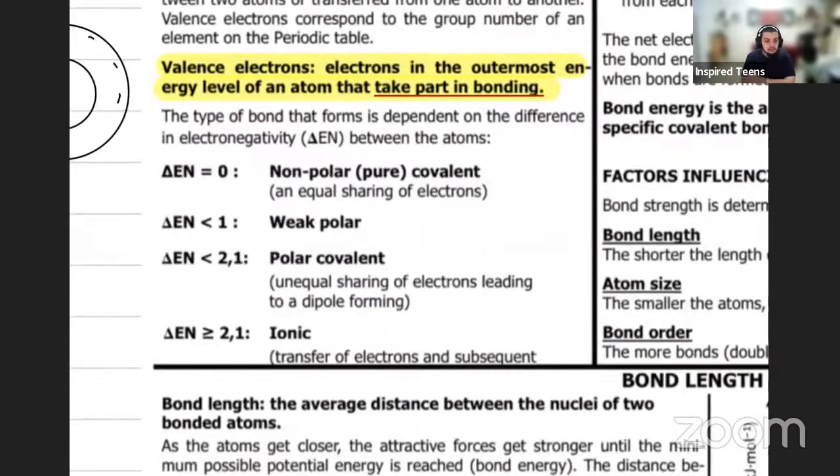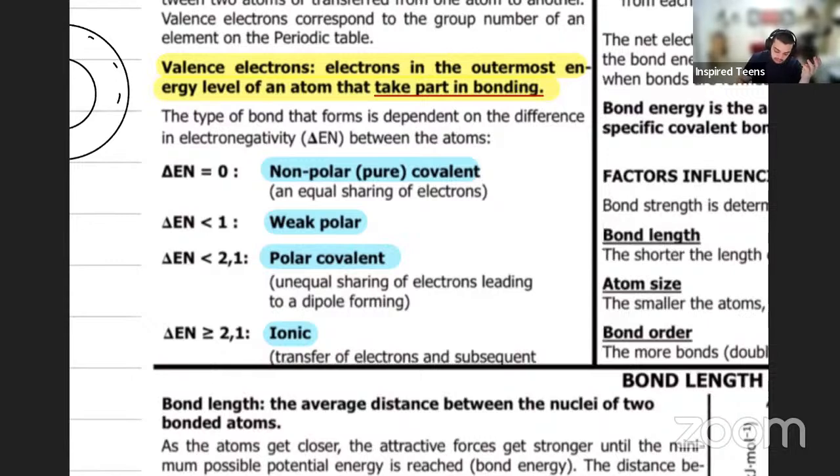The type of bond that forms is dependent on the difference in electronegativity between the atoms. Let's have a look at the different types that we have. Firstly, we have non-polar, weakly polar, polar covalent, and ionic. Four different types of bonds, and they depend on the electronegativity difference between the atoms. As you can see for the first one, if the electronegativity difference is equal to 0, then we have a non-polar pure covalent bond.